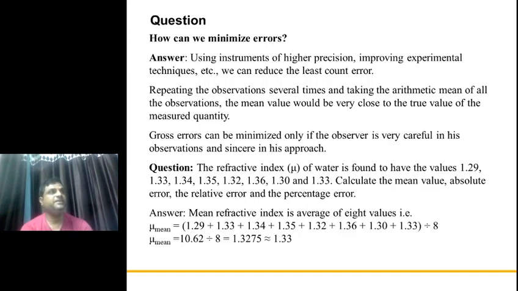So first, by taking the mean value; second, by careful observation, error is minimized; and third, by taking precaution.